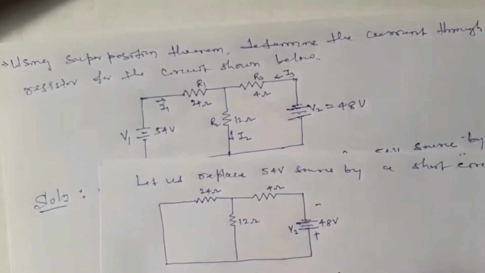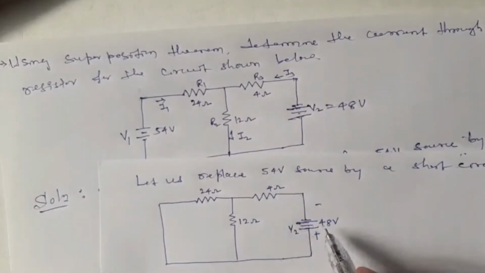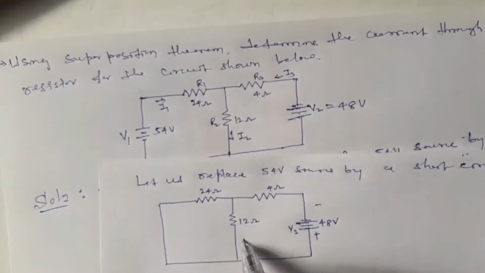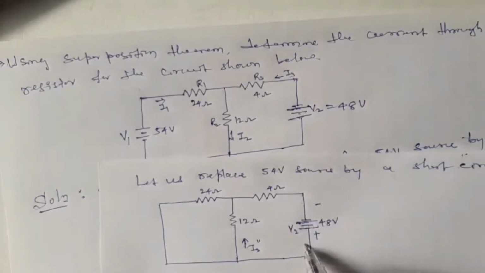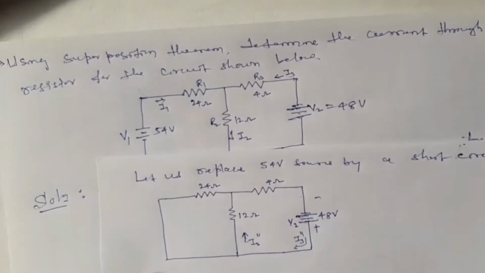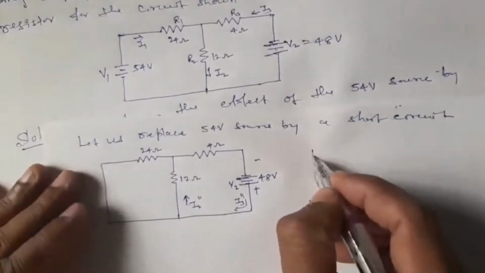In that case, how does the current flow? Because current flows in this direction, I consider the current through the 12 ohm as I2 double dash, whereas this current I consider as I3 double dash. Now, as usual, we will calculate the total resistance.